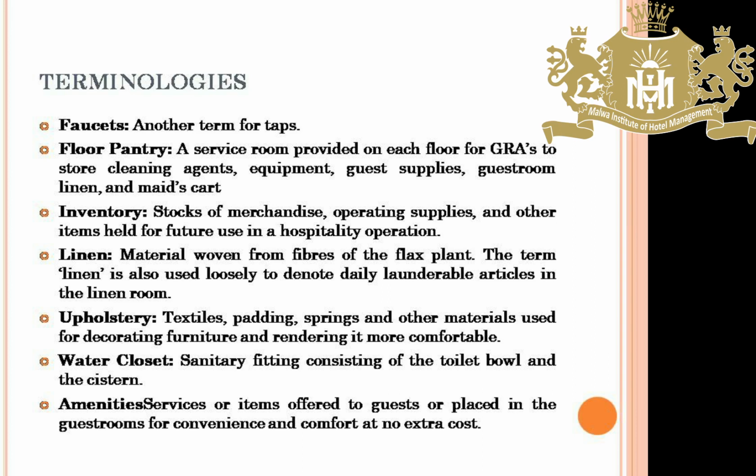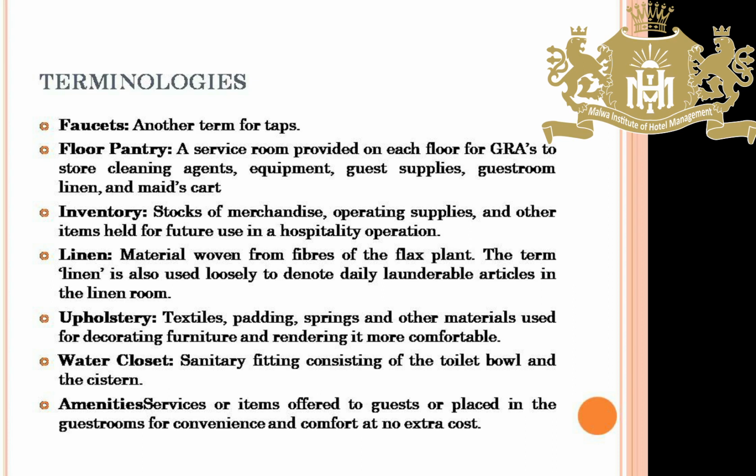Faucets: another term for taps. Floor pantry: a service room provided on each floor for GRAs to store cleaning agents, equipment, guest supplies, guest room linen, and maid's cart. Inventory: stocks of merchandise, operating supplies, and other items held for future use in a hospitality operation. Linen: material woven from fibers of the flax plant.